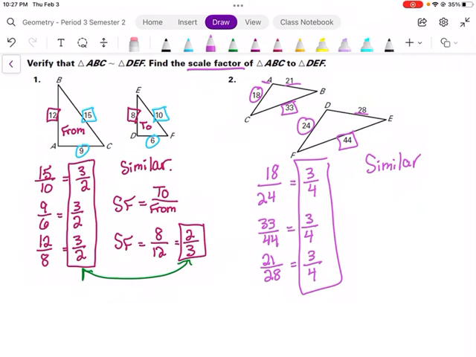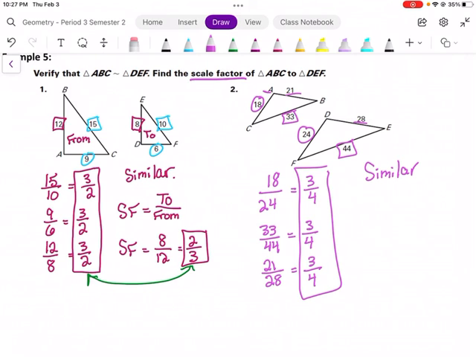Okay, so now because they're similar, we can find a scale factor. If they are not similar, you do not write a scale factor. So again, we're going to DEF and we're coming from ABC. So for my scale factor, I'm going to put 44 over 33. And again, these are both divisible by 11, so I can get 4 over 3 as my scale factor.